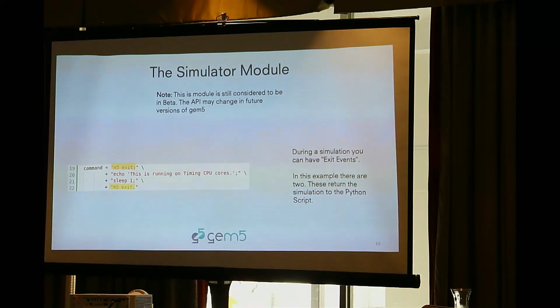The simulator module will look out for what we call exit events. Exit events are when your simulation ends for some reason. So having an m5 exit command is an exit event, and there are two in the simulation. The simulator module allows you to handle what you do at these exit events. You could do nothing, but it exits, and you can declare what you want to do.